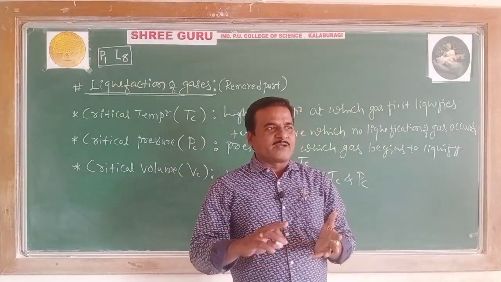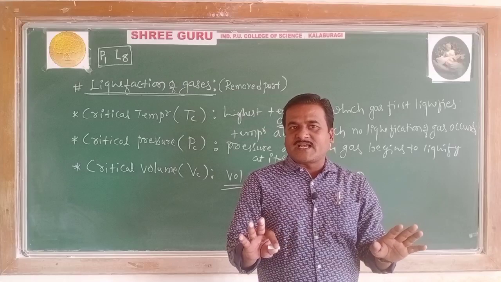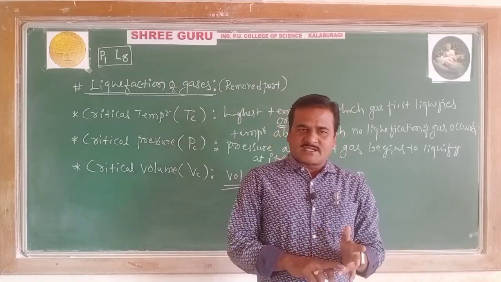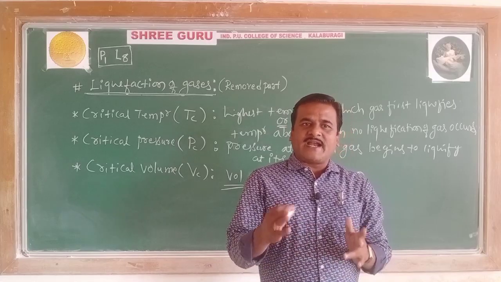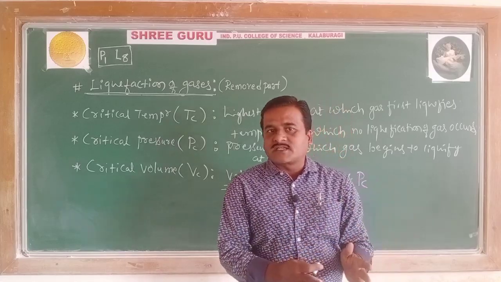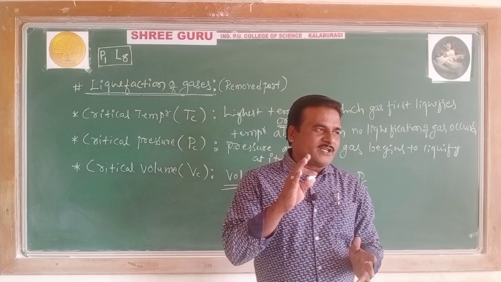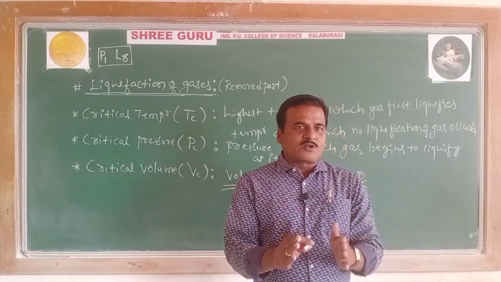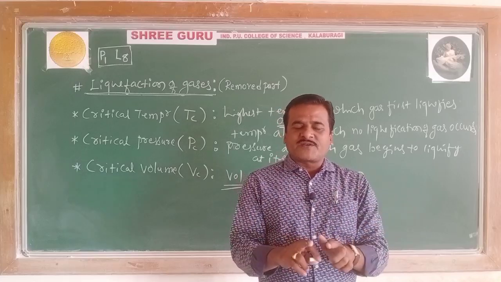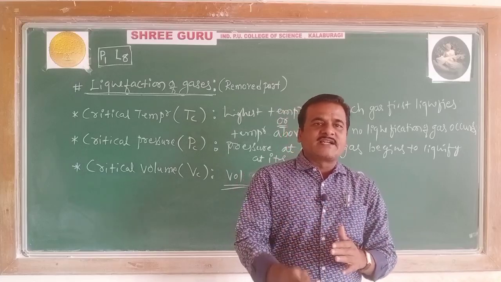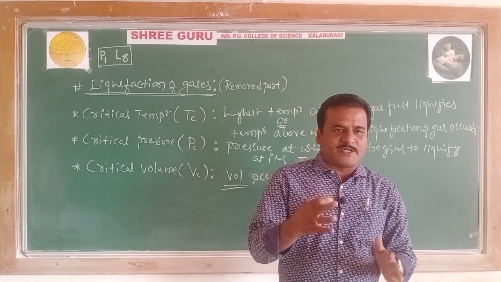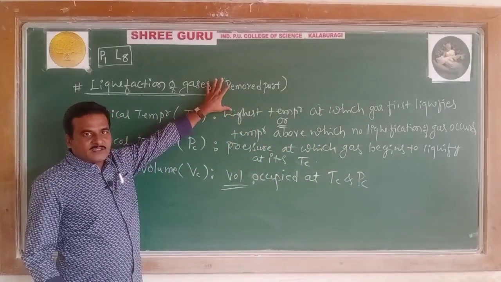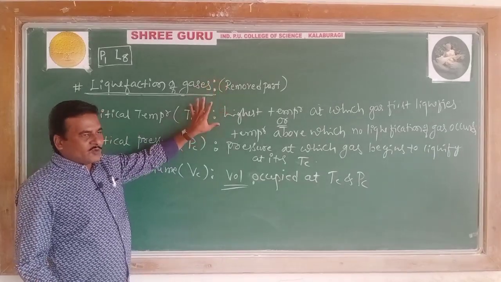Critical temperature is the temperature above which no liquefaction of gas occurs, however you increase the pressure. Next, critical pressure, it is the pressure at which the liquefaction of gases occurs at its critical temperature. Coming to the third, critical volume, it is the volume occupied by an amount of gas taken at its critical temperature and the critical pressure. So this completes this part, which is a removed part of the theory, I do repeat.